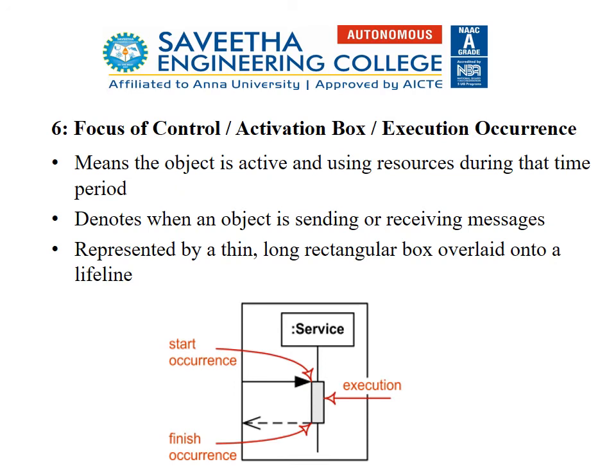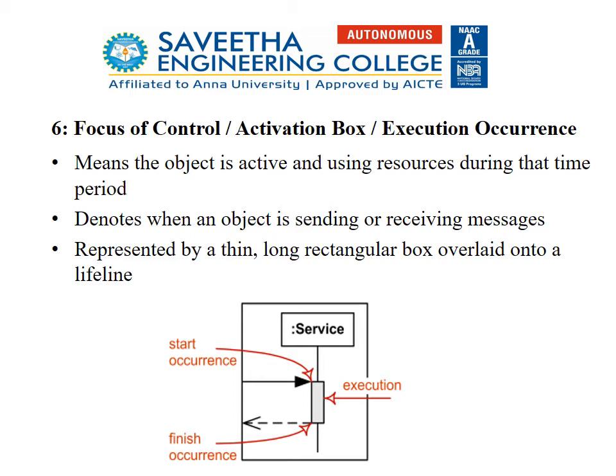Next, focus of control, otherwise called the activation box, which is otherwise called the execution occurrence. We have already seen this, hope you remember: a thin rectangular box drawn on the lifeline is called an activation box. This is also called focus of control. It means the object is active and using resources during the time period. It denotes when an object is sending or receiving messages. It is represented by a thin long rectangular box overlaid onto the lifeline.